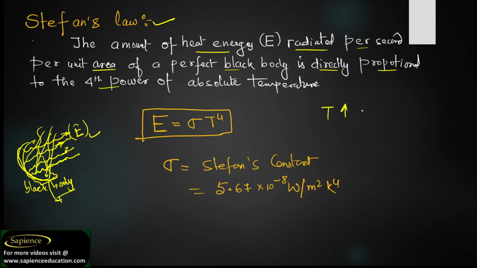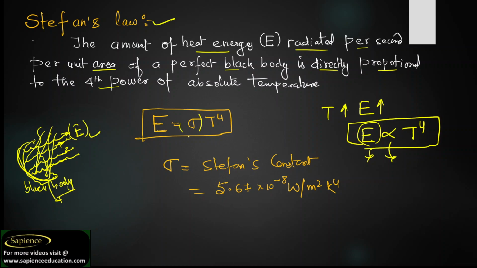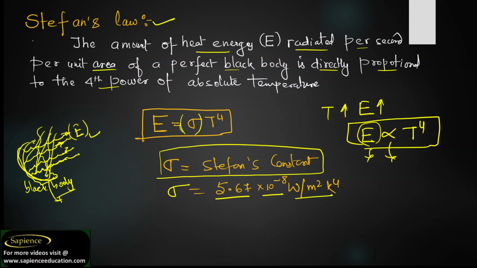If the temperature of the black body is very high, the energy will also be very high. But E is directly proportional to the fourth power of the temperature. So if the temperature is increased 2 times, then the energy will increase 16 times. When we remove the proportionality sign, we get the proportionality constant, which is Stefan's constant. This Stefan constant is 5.67 times 10 to the power minus 8 watt per meter square Kelvin to the power 4.